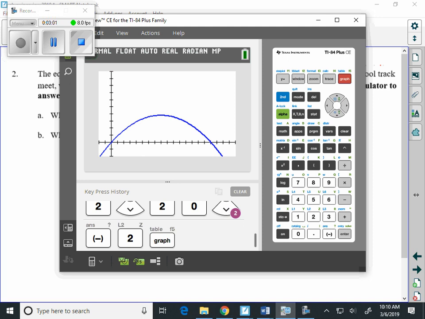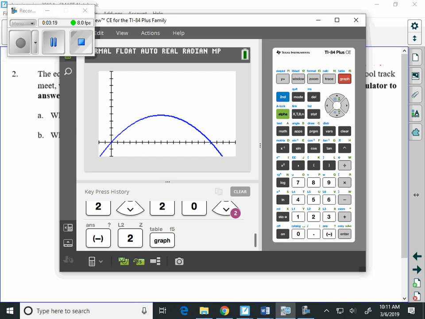But really what we want is a better picture, a more thorough picture here. And now we can see everything. We can see where the graph starts. We can see where the graph finishes. We can see how tall the graph is, so to speak. And now that we know that, then we can use our calculator to answer all parts of this question.